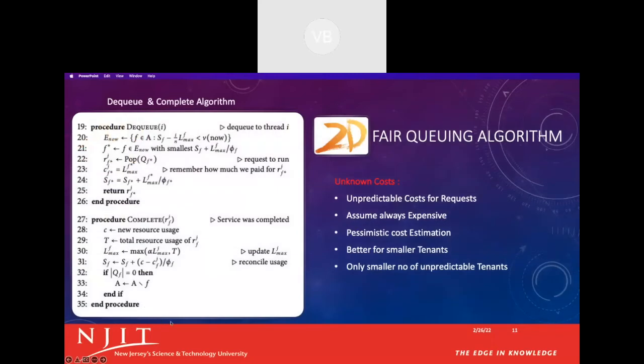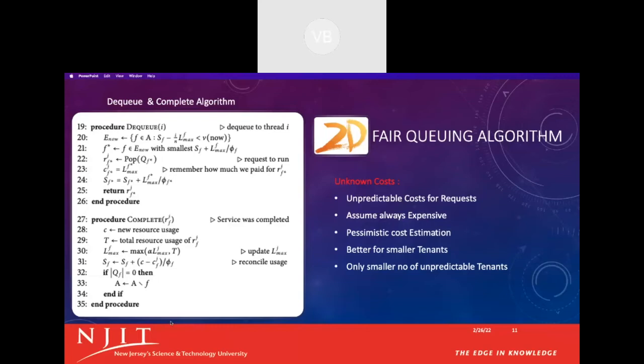So when the costs of the requests are unknown, 2DFQ uses a pessimistic cost estimation technique as seen before. It assumes the requests are always expensive. This helps in predicting the cost for unpredictable requests. This is very good for smaller tenants, where the smaller tenants don't have to wait in the queue for longer, being blocked by the larger ones. And also from statistics, it is shown that there is a very small percentage of requests that are unpredictable.